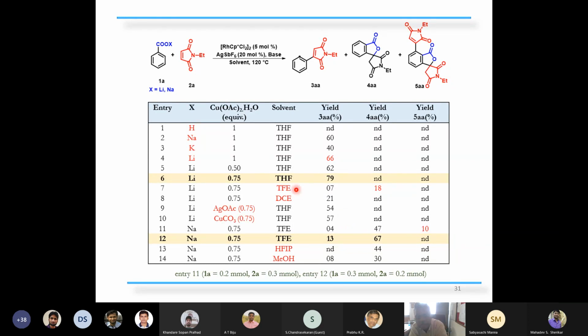So both sodium and lithium salts are working in both conditions. But the thing is that the lithium salt is giving more decarboxylation product, and sodium is giving more annulation product. So what is the reason for that? How does the solvent affect this change in the course of the reaction?